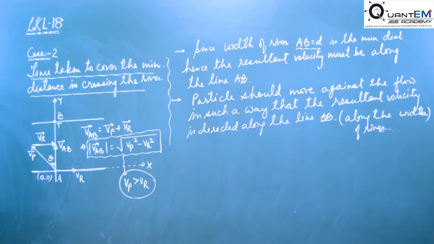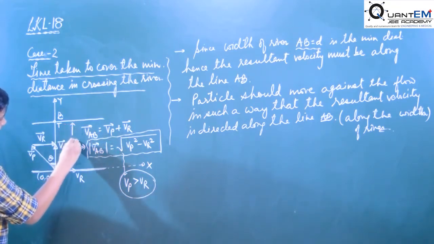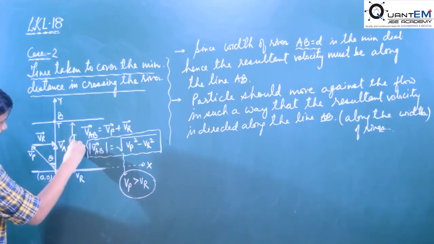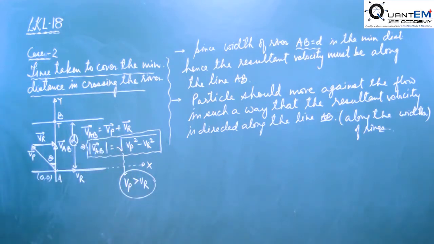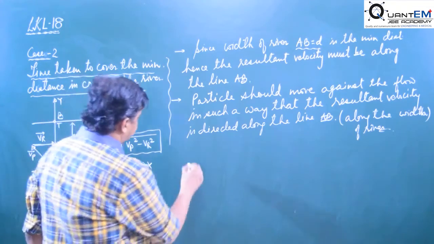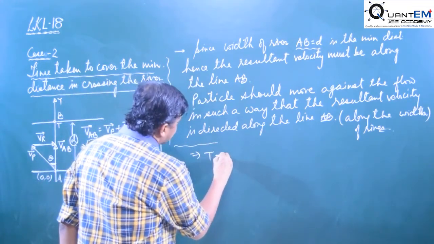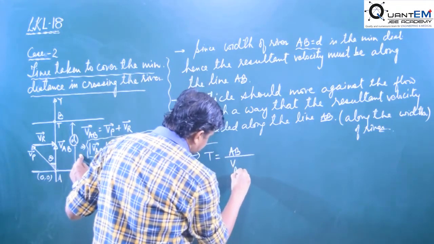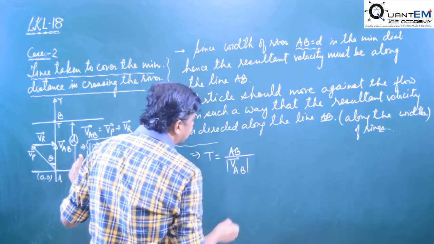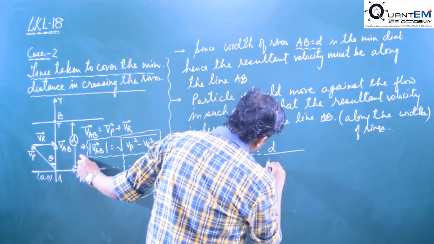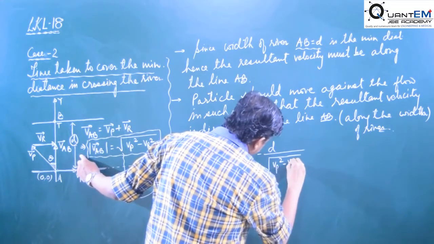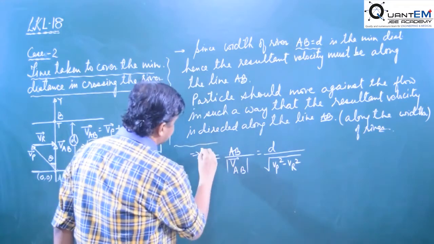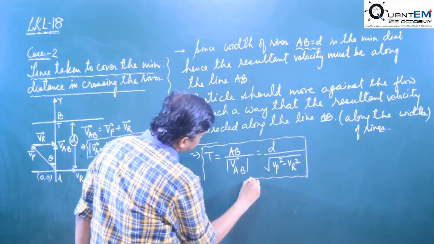So now we have the velocity along the line AB, and the distance we have defined. The width of the river we have been given, that is D along the line. Now we may get the value of time. Time is equal to displacement divided by the velocity along that line. So the time taken by the particle to cover the minimum distance is AB divided by the magnitude of velocity along the line AB. AB we have D, divided by under root VP square minus VR square. So that is the answer for time.